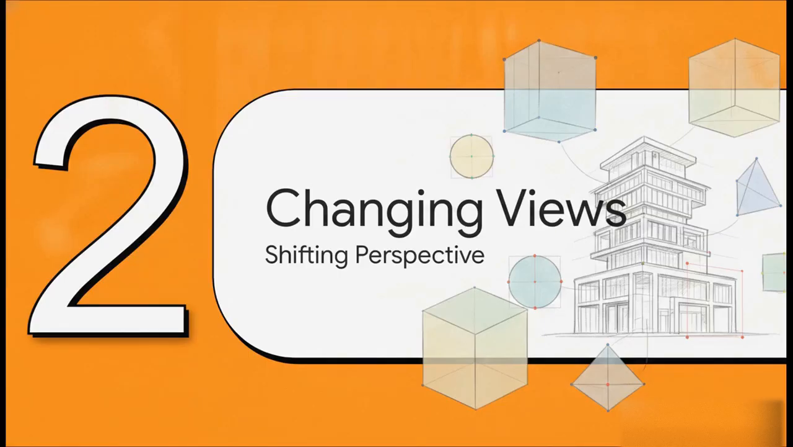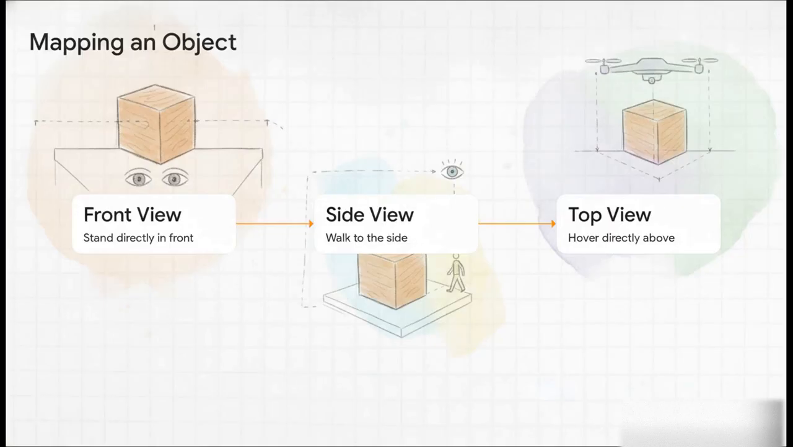Section 2. Changing views, shifting perspective. Because architects and designers don't just look at a 3D object from one angle, they visualize it from multiple flat perspectives. Imagine you have an object resting on a table right in front of you. To map it out, you follow 3 steps. Step 1, you stand directly in front of it. That gives you your front view. Step 2, you physically walk to the side of the table. That's your side view. And step 3, imagine you are a drone hovering directly above the object looking straight down. That is your top view.